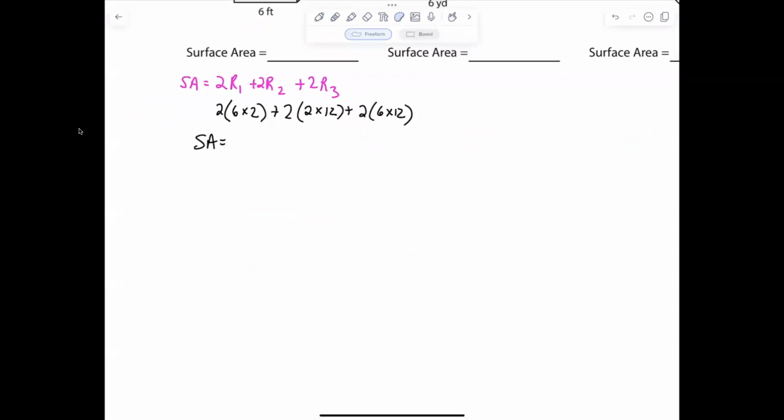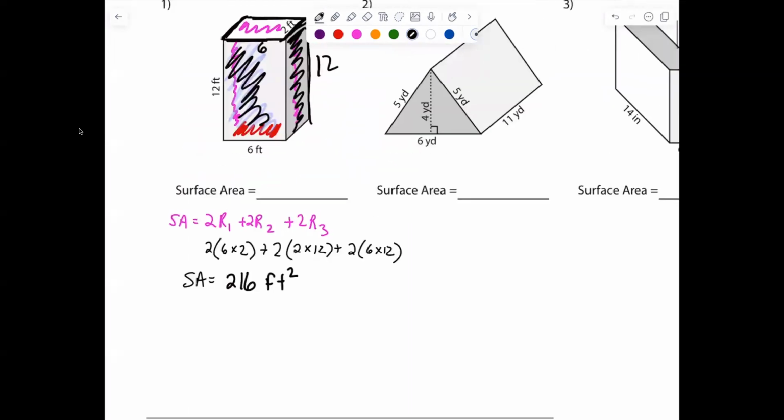What did you get? 216. 216. So far I have 216. And you measure area with what? Squares. So we would say it's 216 square feet. All right, 216 square feet. Anybody got a problem with that?